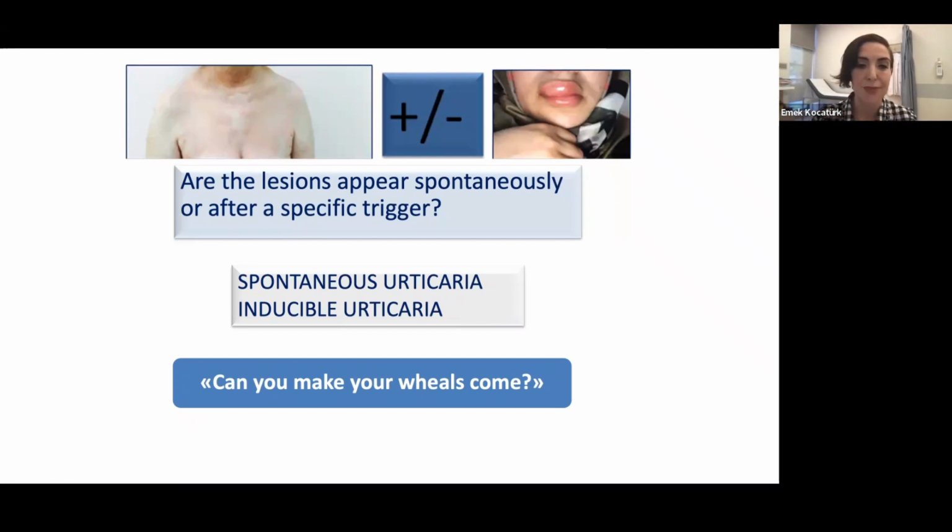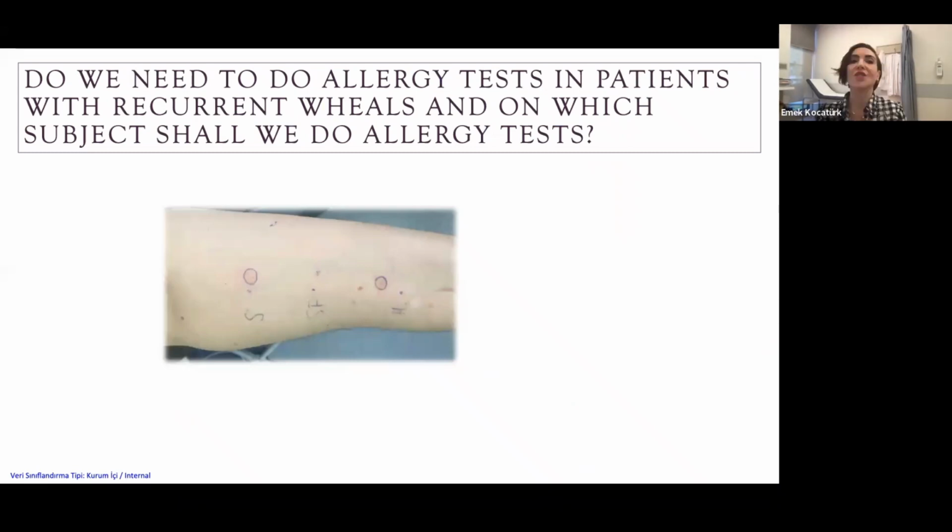So Andaç, do we need to do allergy tests in patients with recurrent wheals? The patients are always asking us this question. Yes. And on which subjects shall we do allergy testing? Yeah, this is the most common question I think I receive from my patients in the outpatient clinics, and I think this is a very common problem also in my practice.